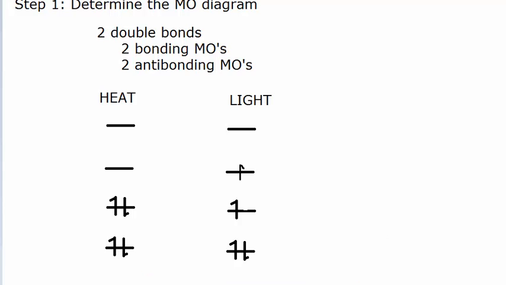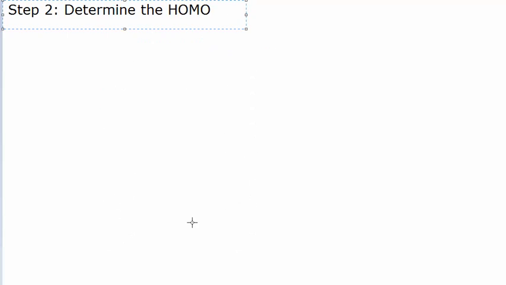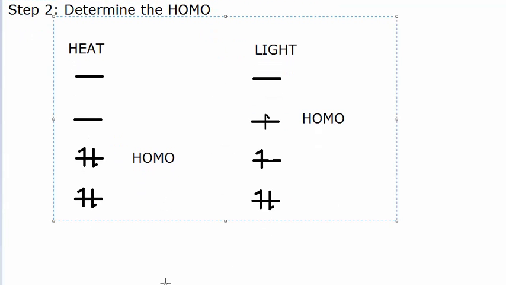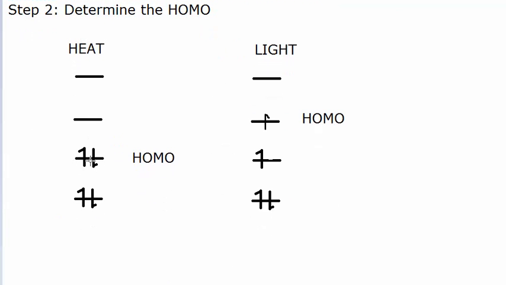The second thing we do is we determine the HOMO for each of the systems. So for heat, that'll be here, because this is the highest occupied molecular orbital, and over here, now this is the highest occupied molecular orbital.